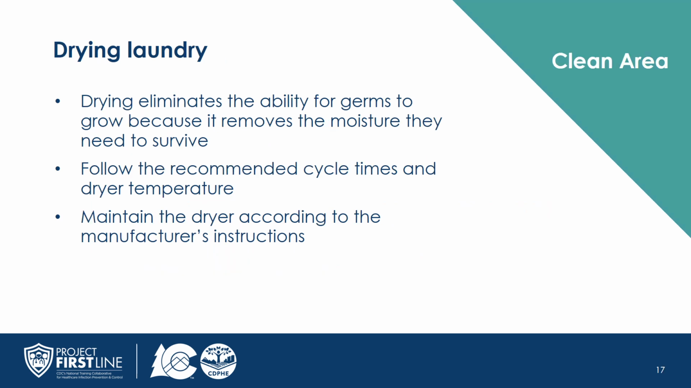The next step is drying. The drying process is just as important to follow as it removes the moisture that germs need to survive, which is why we should never leave textiles that are damp in a machine as it can result in microbial contamination. To successfully achieve drying, it's important to follow the recommended cycle times and dryer temperature. The dryer should also be properly maintained according to the manufacturer's instructions to prevent microbial contamination of the laundry equipment.